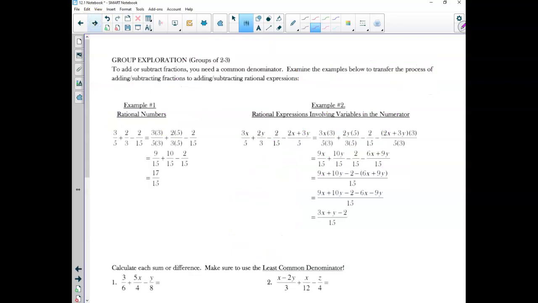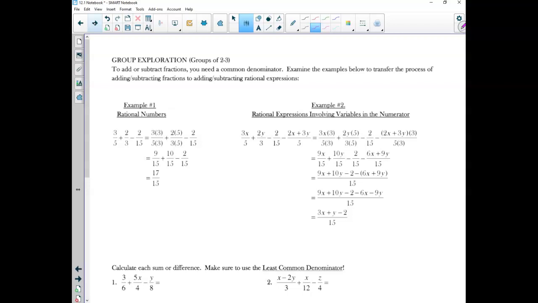Well, what are we going to do here? We're going to go on to not really group exploration, but I have a couple of examples going through. In an example of rational numbers, let's get a common denominator between 5, 3, and 15. That would be a common denominator of 15. So we had to make sure every denominator had 15. We multiply by 3 over 3 or 5 over 5.